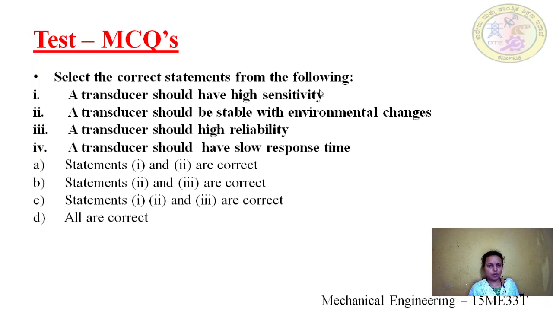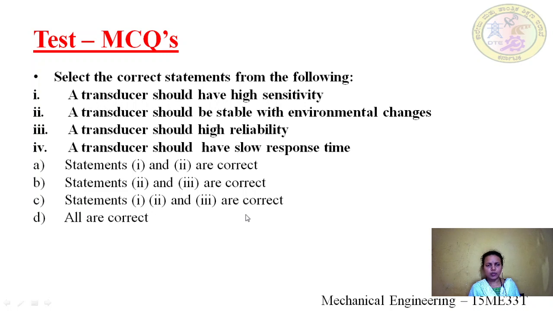Select the correct statements from the following. Number one, a transducer should have high sensitivity. Second, a transducer should be stable with environmental changes. Third, a transducer should have high reliability. Fourth, a transducer should have slow response time. The options are, A, statements 1 and 2 are correct. That is, a transducer should have high sensitivity and a transducer should be stable with the environmental changes. Option B, statements 2 and 3 are correct. A transducer should be stable with environmental changes and a transducer should have high reliability.